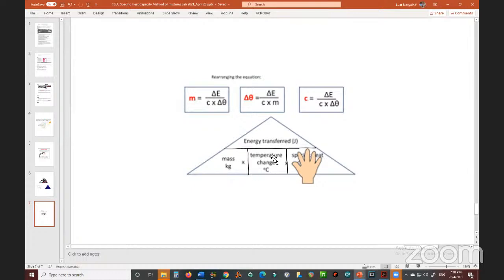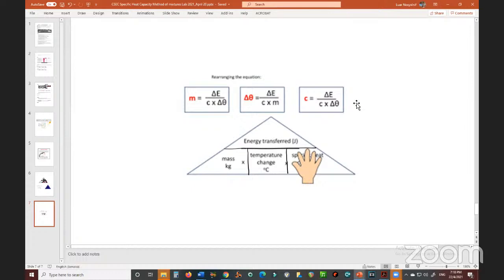So we're going to go through the results that we got and see where we can find all of this information: the temperature change, the mass, and the heat energy transferred. All of that will give us the specific heat capacity.